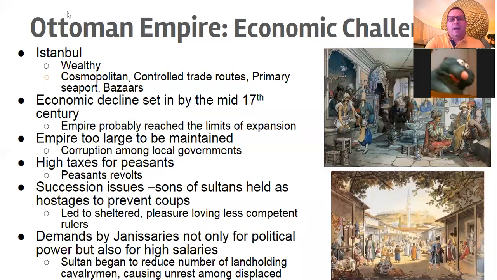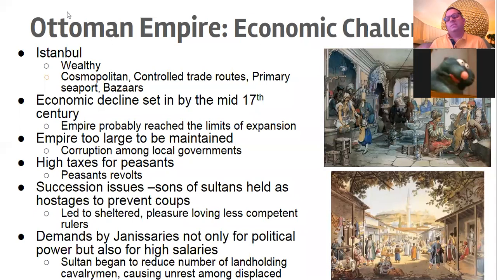Having said that, however, okay, there were still a lot of economic challenges that faced the Ottoman Empire. Okay, Istanbul is kind of excepted from this. That was an extremely wealthy city that was very much involved in trade. Okay, there still is a very important seaport there. There's a very important trade market. All of those things still very, very much exist. Okay, however, by the 17th century, by the middle of the 17th century, the empire starts to come into decline.